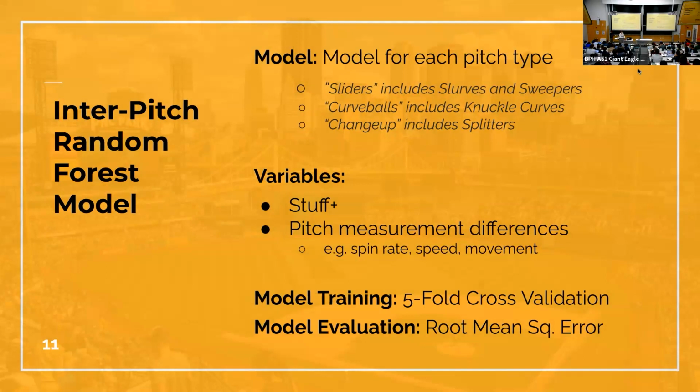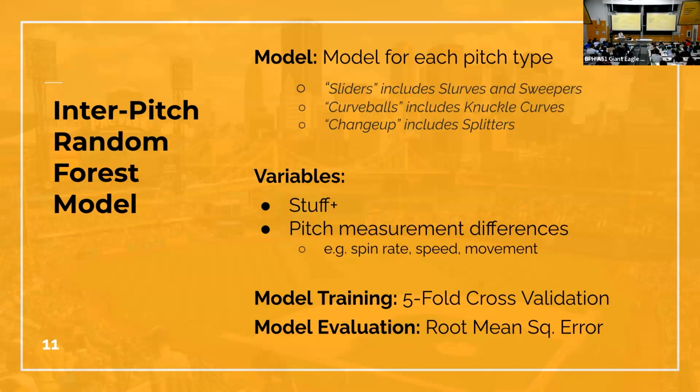For this model, we have sliders, curveballs, and changeups, which are technically two to three pitches. Recently there has been a change to how sliders are categorized, and so there are slurves now and also sweepers. We have those collapsed into the slider category. The curveballs also include knuckle curveballs, and the changeups include splitters. Notably, the variables that we used, which we've mentioned before, are Stuff Plus, and then the differences between the given pitch that we are modeling and all the other pitches in that pitcher's arsenal.